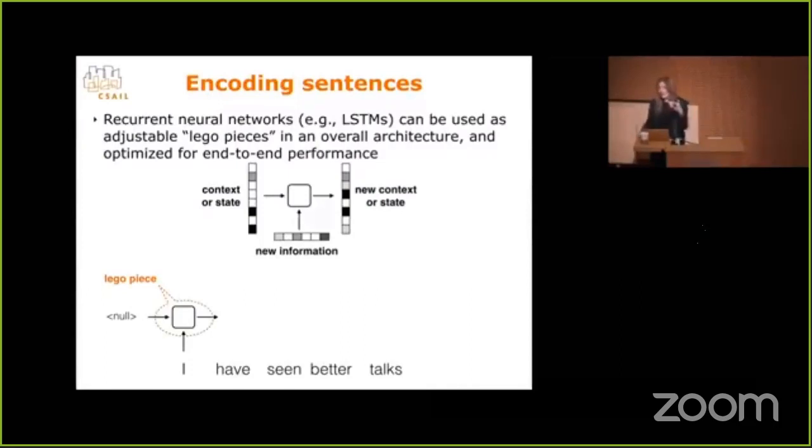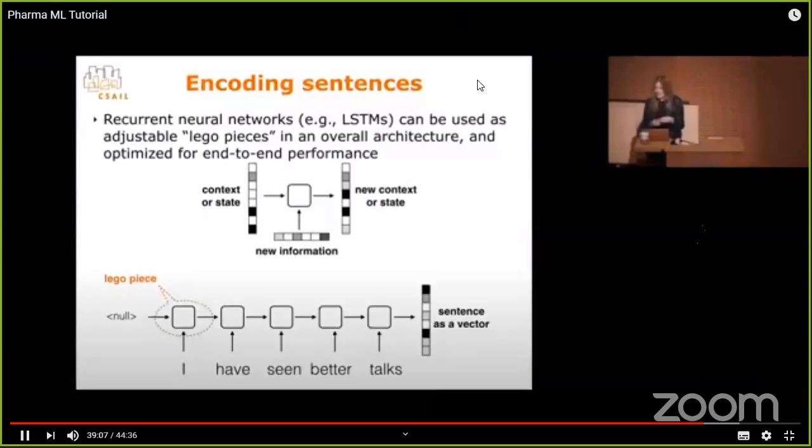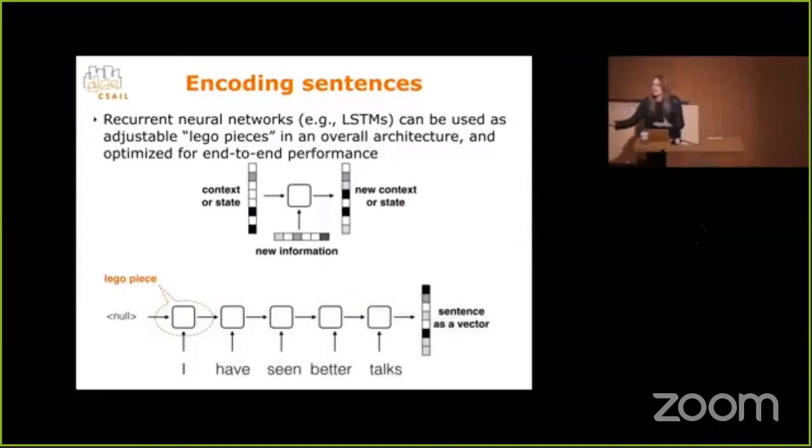Then I have this new context representation, and then I see the word "have," and again I'm going to get a new vector, and I will continue combining the context that I'm constructing incrementally with new words until I finally build my sentence as a vector. And the advantage of this construction is that, for instance, I can take the sentence as a vector and train it as part of some neural model for some tasks that I want to predict.